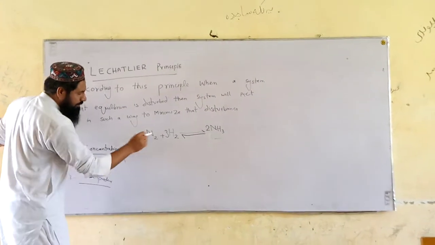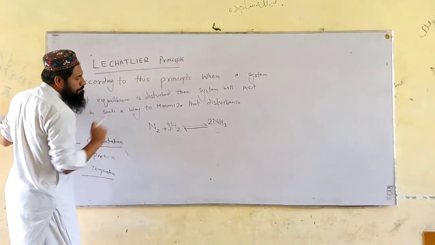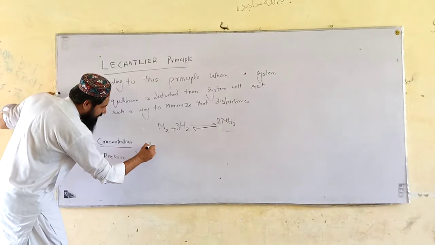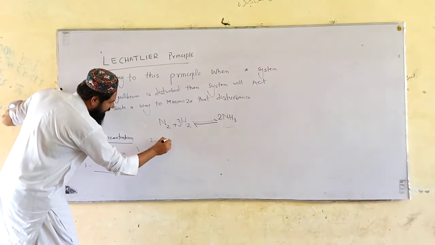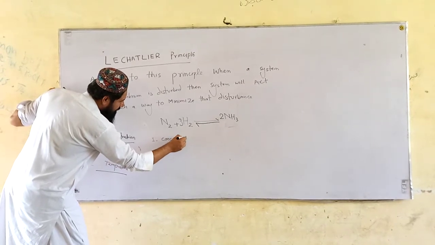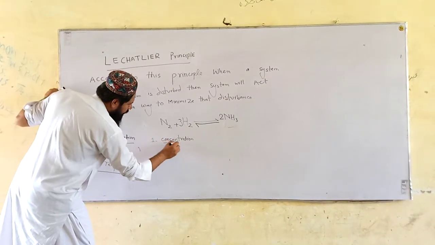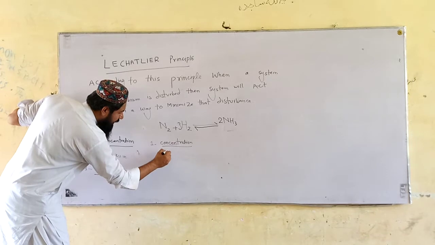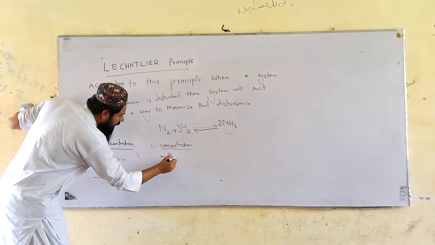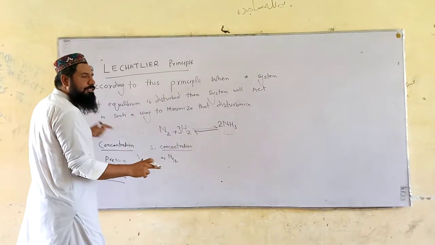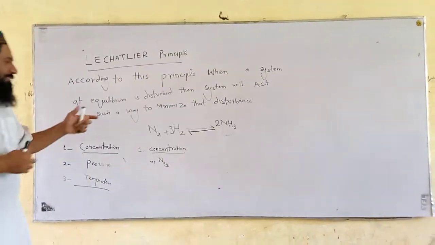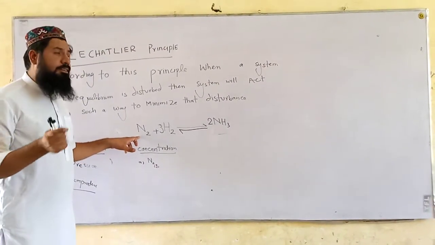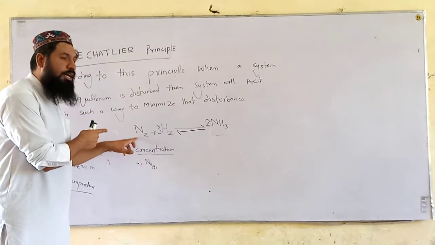So when I change the concentration, concentration change number one, this system will be disturbed. So first, when I increase the concentration of nitrogen, what will happen to this system? When I increase the concentration of the nitrogen, what will happen?